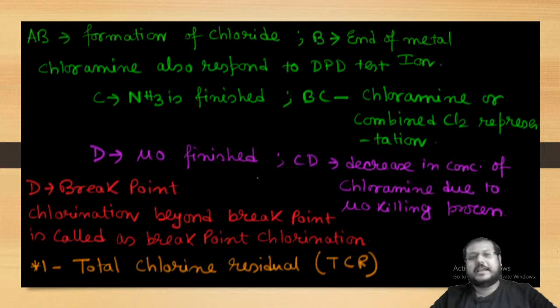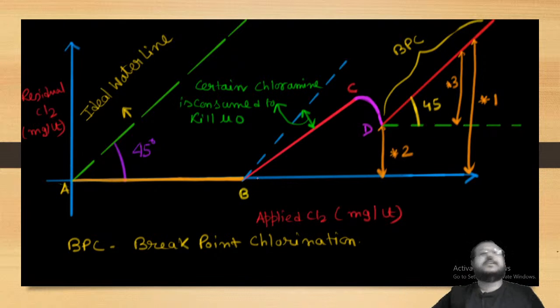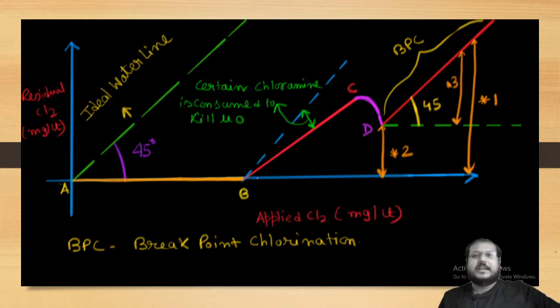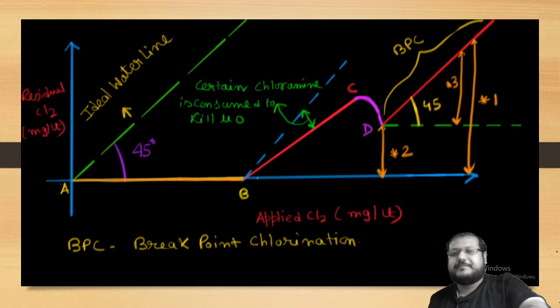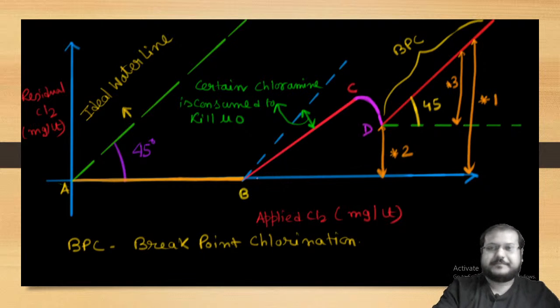So D is called the break point. And after D, if you apply chlorine again, that chlorine has no other work. That chlorine is called free chlorine residual, because after point D the water is converted into ideal water. So after point D, whatever chlorine is applied will be free chlorine residual, and it will show a straight line parallel to the ideal water line. Is that clear?